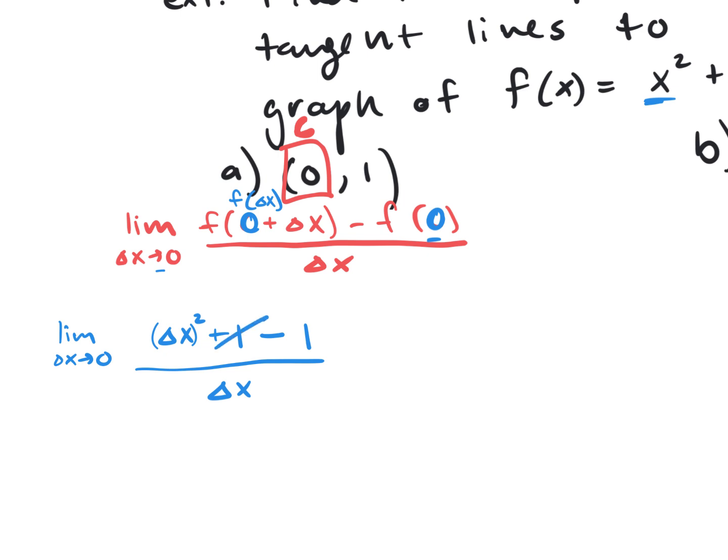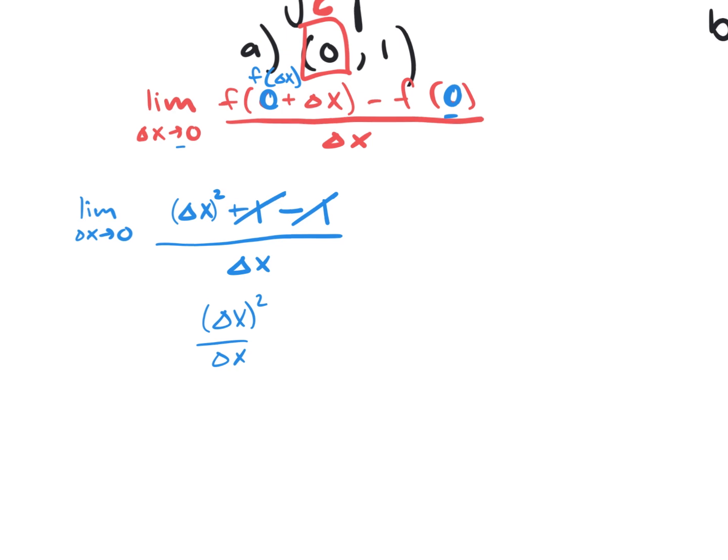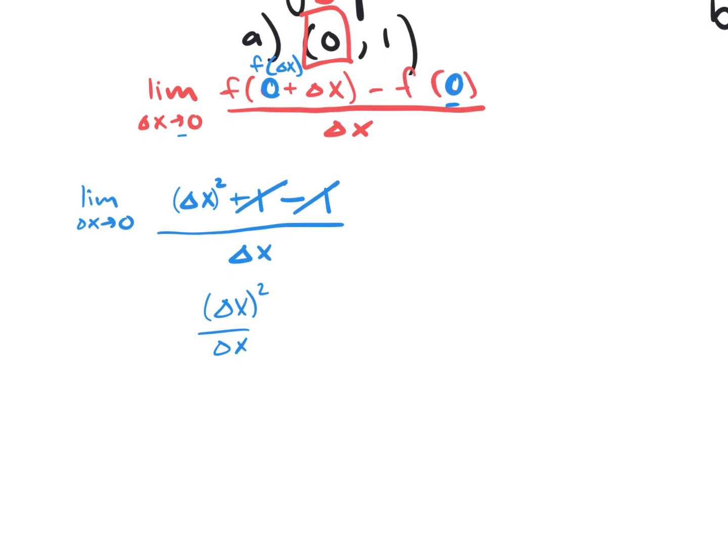So 1 minus 1 would cancel. We have dx squared over dx. What would this simplify to? Dx. We'd take away one of the dx's on top. So the limit as dx approaches 0 of dx would be what? 0. So that would be our slope.